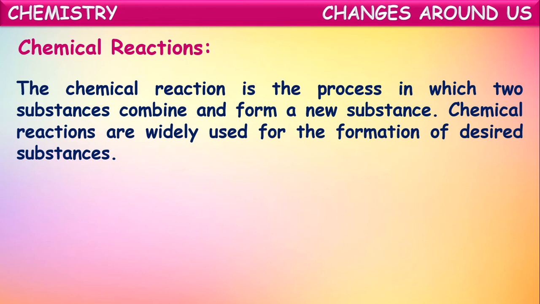The chemical reaction is a process in which two or more substances combine together to form one or more new substances. That is said to be a chemical reaction. Chemical reactions are generally used for the formation of desired substances. For example, if we want to prepare ammonia, we mix nitrogen and hydrogen. By the reaction of nitrogen and hydrogen, we get ammonia. In a similar way, if we want to get carbon dioxide, carbon and oxygen undergo chemical reaction. So we take the chemical reaction of carbon with oxygen to produce carbon dioxide.